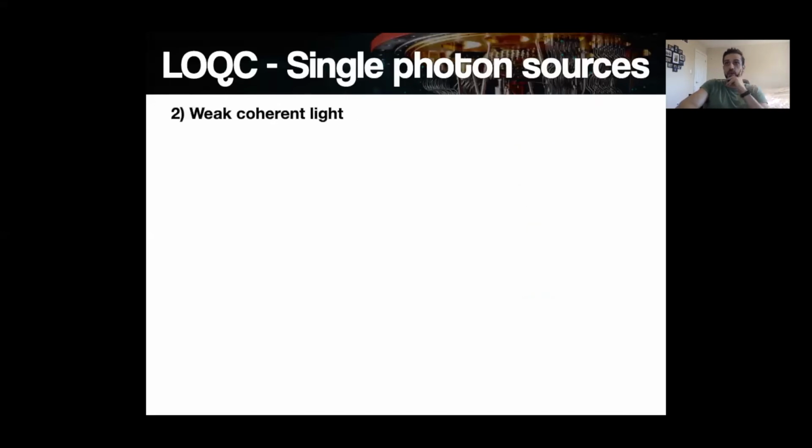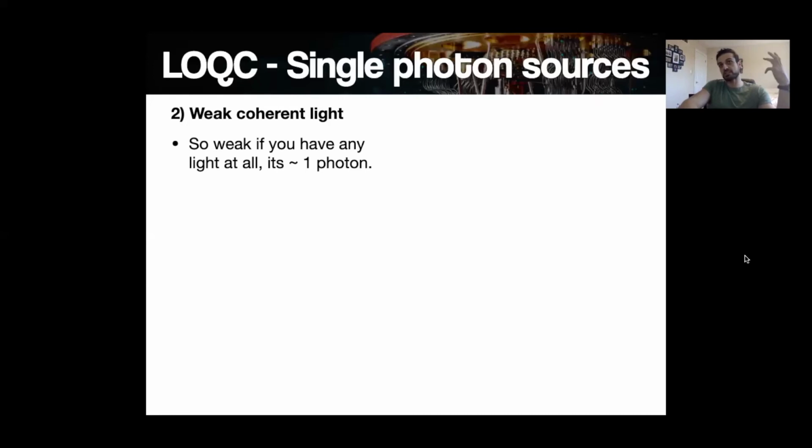Another option is weak coherent light. This is sort of the most rudimentary, or elementary approach, where you just have a really, really weak light source. Coherent light is how you classically have interacted with light. It's not single photons, it's just a bunch of different photons, maybe different frequencies, different polarizations. So different numbers of photons at different points in space.